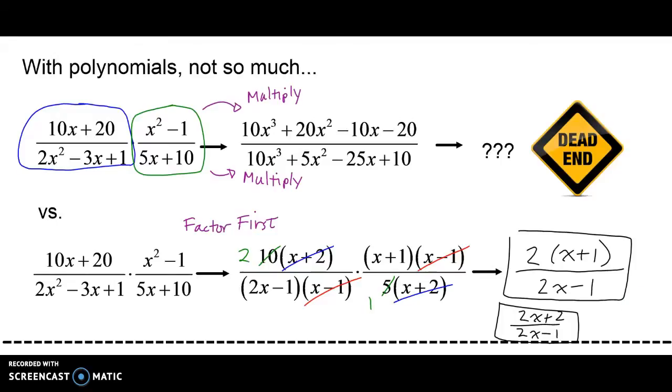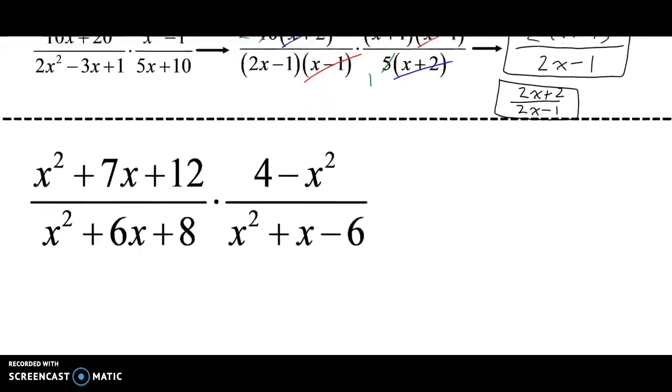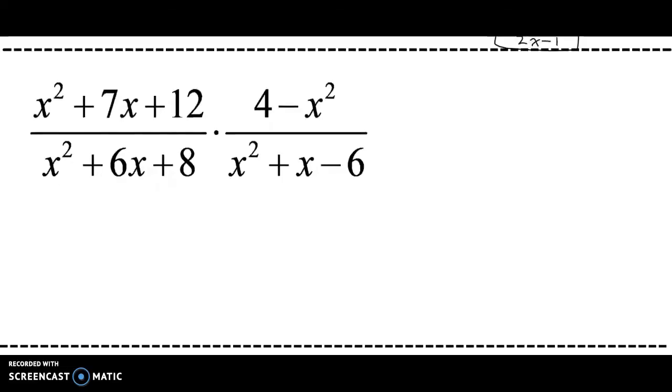So let's practice a larger and more complicated one. This is one of those problems where you might want to pause the video, take a little bit of time with your own piece of paper, see if you can factor all 4 parts here and do all your cancellation, and then multiply it out, and then press play again, and I'll work it through and see if you get the same thing that I get.